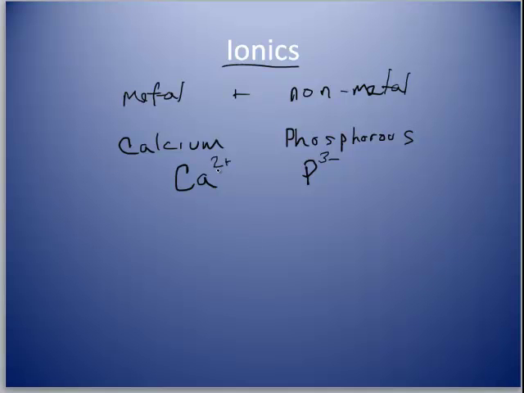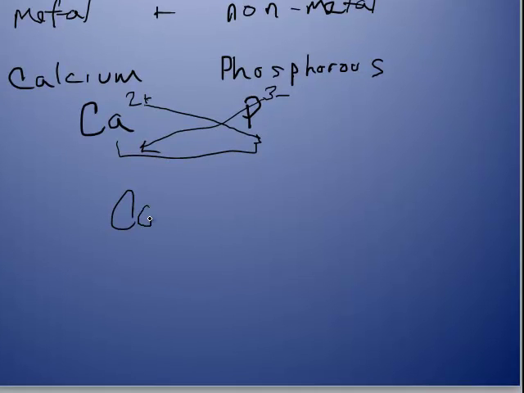And again, we want the overall charge of the compound when those two things react to be 0. So the trick we learned was you take that number, put it there, take that number, put it there. So the formula would be Ca3P2.